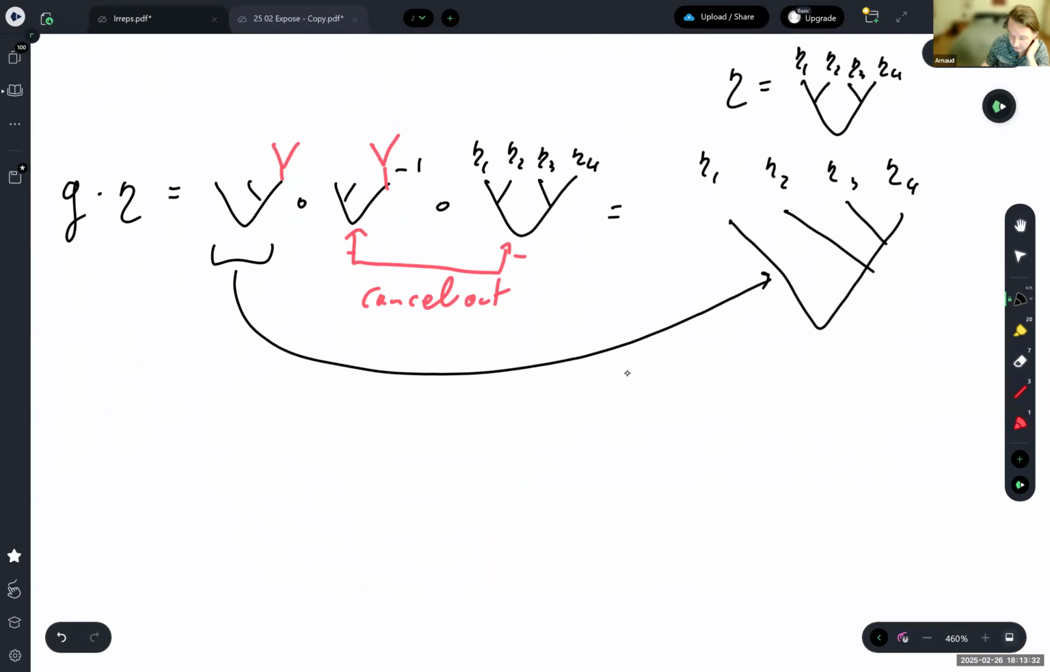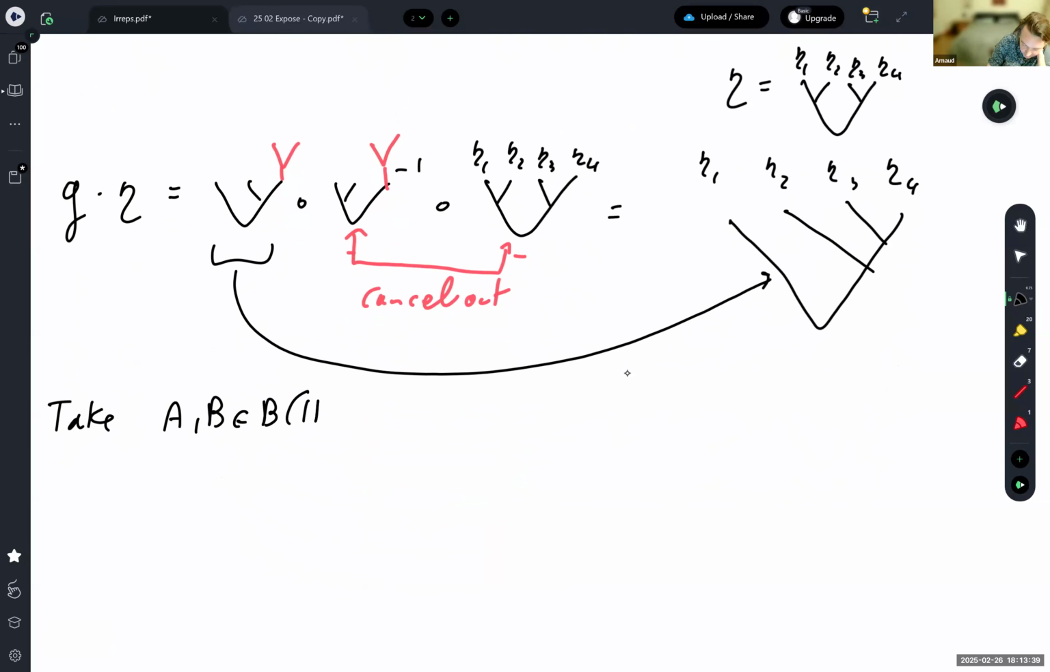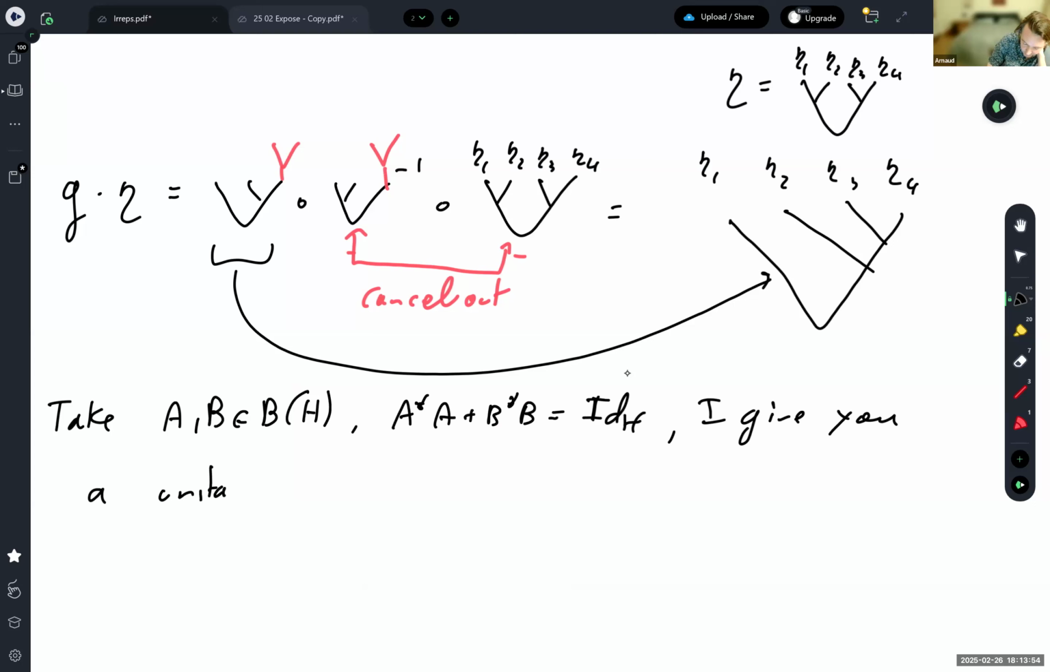So now, what do I say? I just say that take A, B in B(H), satisfying this thing, where I give you a unitary representation of F.